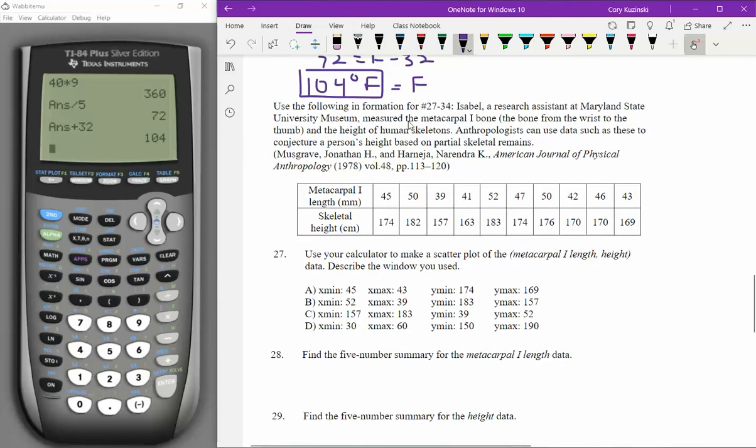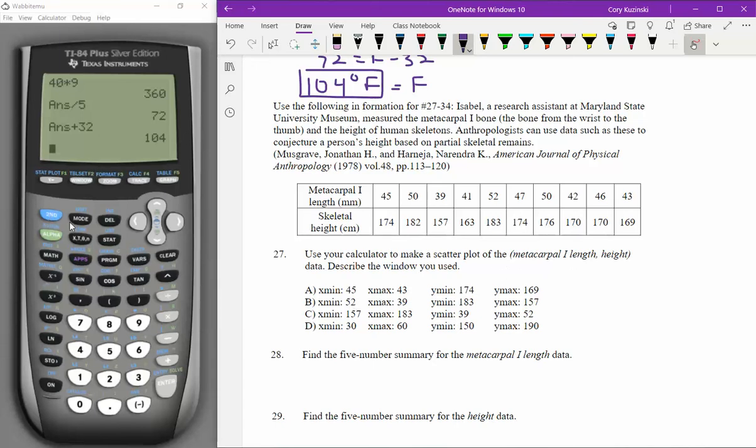All right. Isabel, a research assistant at Maryland State University Museum, measured the metacarpal 1 bone, the bone from the wrist to the thumb, and the height of human skeletons. Anthropologists can use data such as these to conjecture a person's height based on partial skeleton remains. Cool. Use your calculator to make a scatter plot and describe the window we use.